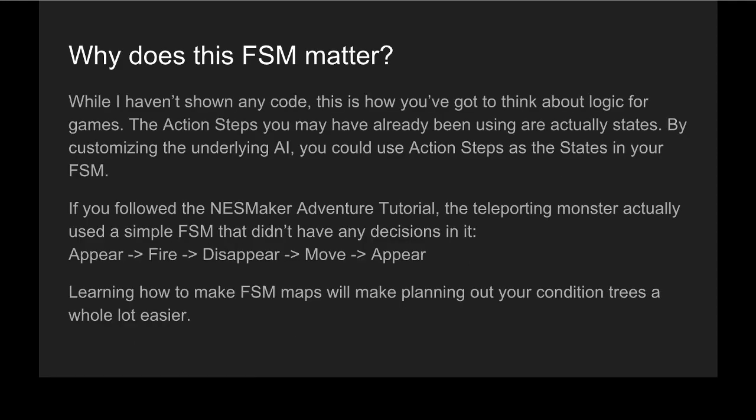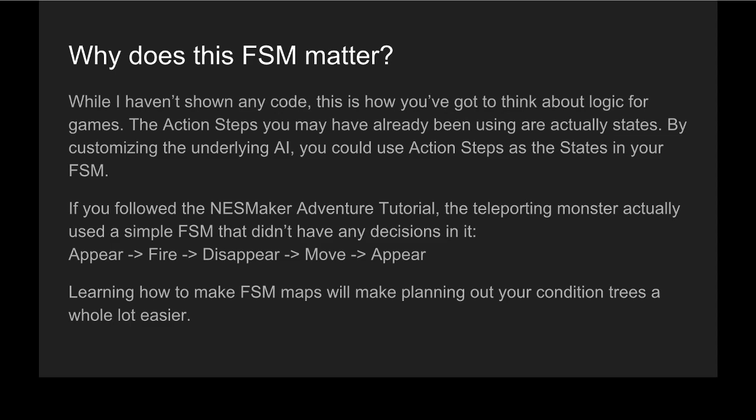So, why does the FSM matter? Why did I just spend all that time explaining how to make a chart? While I haven't shown any code, this is how you've got to think about logic for games. The action steps that you've already been working with are akin to states. They just have very specific triggers, for example, end of animation or end of a timer.